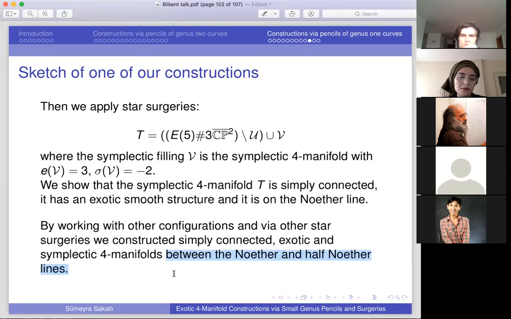And here the interesting question would be, can you get such kind of manifolds lying below the half Noether lines? As you try to get more and more down on the geography chart, it gets harder and harder to come up with such kind of manifolds. And there are conjectures, in fact, related to that. And I'm mostly working with that question nowadays.